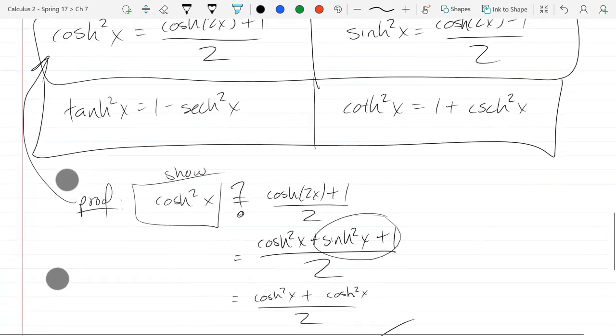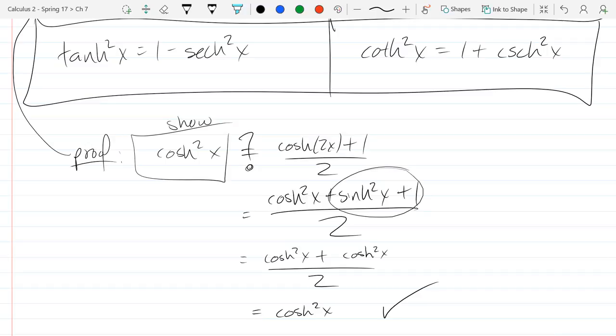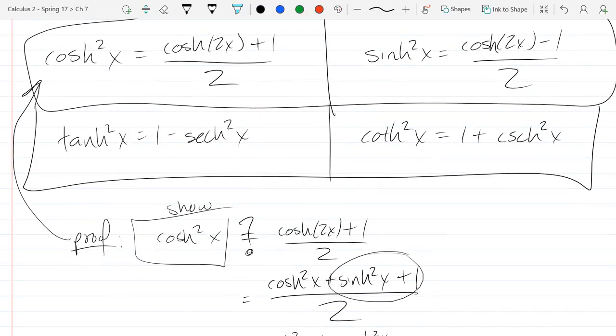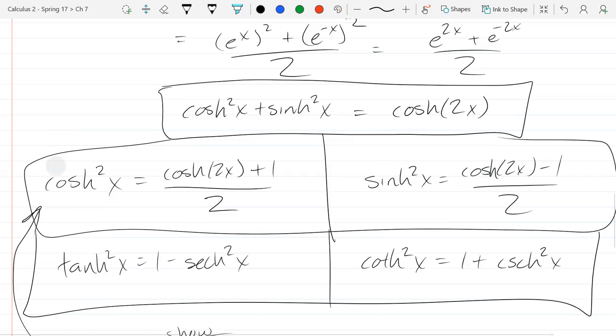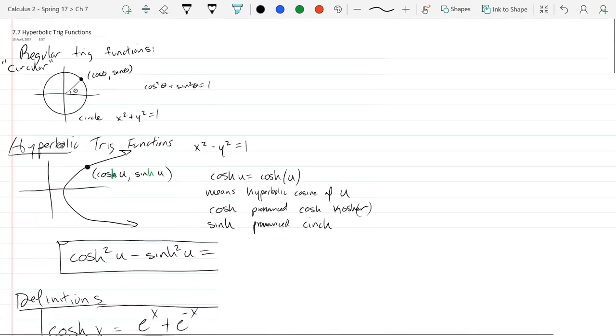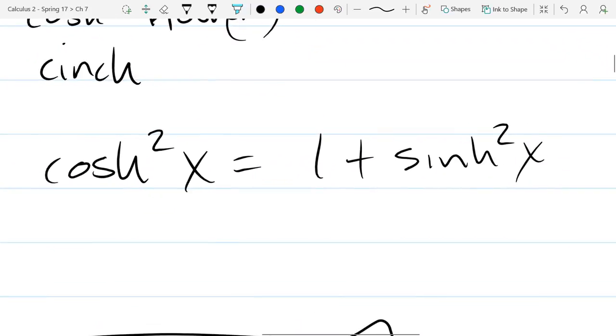You can prove the other ones in similar ways. I have a feeling the last two you will be dividing by. So tangent is sine over cosine, or hyperbolic sine over hyperbolic cosine. So you could take one of these, probably the first one that we just looked at, right here, and just divide both sides by either hyperbolic cosine squared or hyperbolic sine squared.